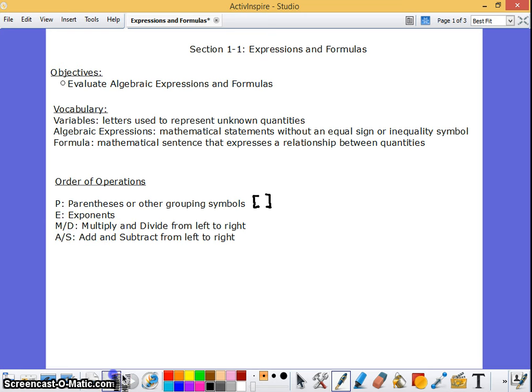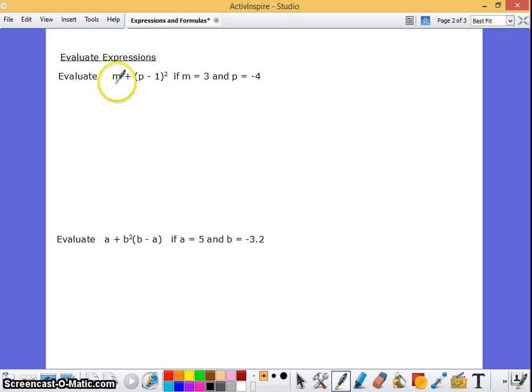Alright, so let's start looking at some expressions. So we want to evaluate m plus (p minus 1) squared if m equals 3 and p equals negative 4. So the first thing we want to do is substitute 3 in for m and negative 4 in for p. Now we follow our order of operations. Parentheses, that's the negative 4 minus 1. So we want to do that first.